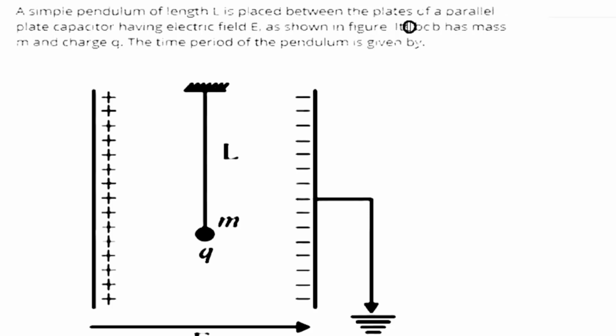Hello everyone. A simple pendulum of length L is placed within the plates of a parallel plate capacitor having electric field E as shown in the figure. Its bob has mass M and charge Q. The time period of the pendulum is given by.